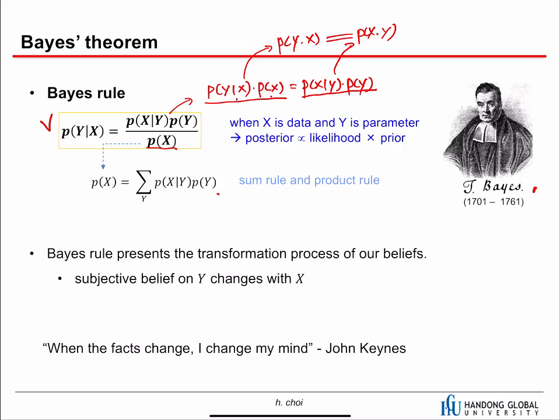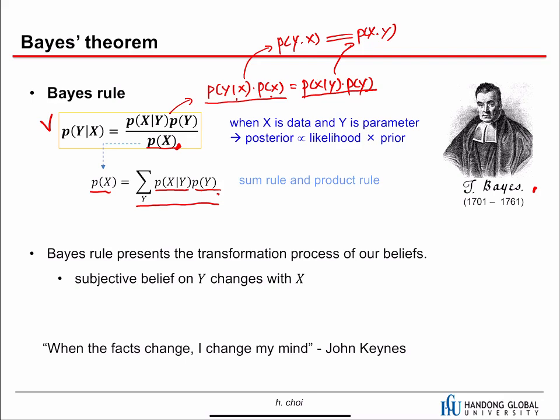And this term is really important in machine learning. We have lots of problems because of this term. P of x is a summation of this conditional probability times marginal probability. And most of the time, this sum is not possible.